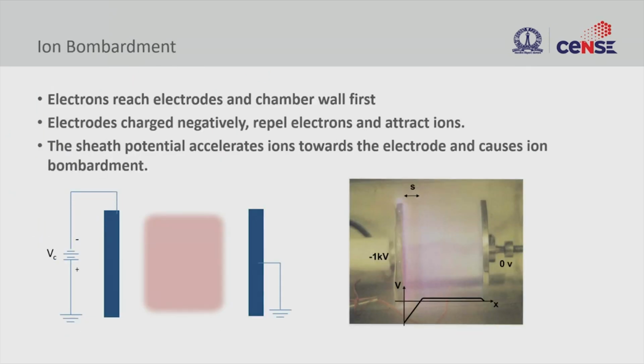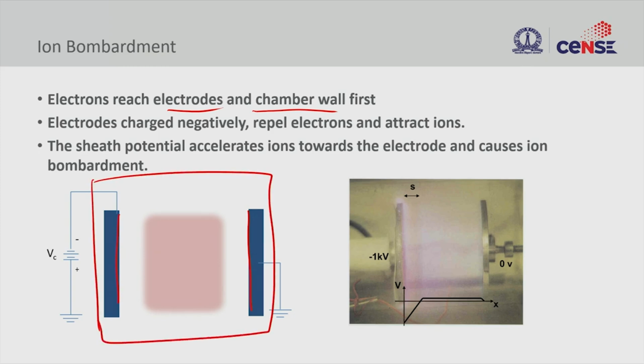So the ion bombardment or the plasma sustenance is primarily handled with electrons, as I mentioned. So electrons will reach the electrodes and also the chamber walls. It's not just the electrodes. What I mean by chamber wall is we are just looking at two electrodes, but it will be enclosed in a chamber, and that chamber will also be grounded. So the electrons can also scatter and reach there as well.